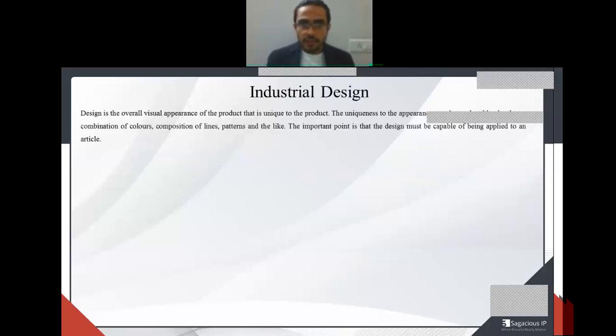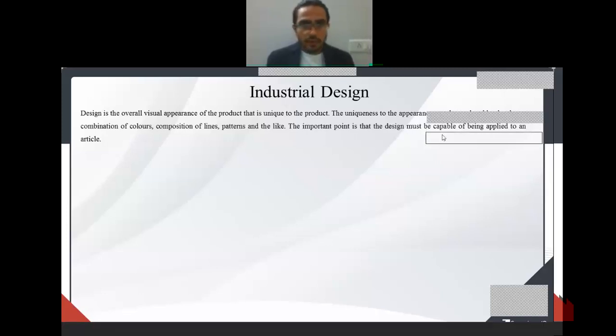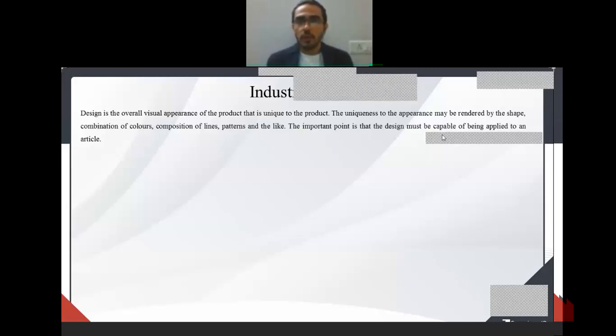So, what is a design? I have given a short definition. Basically, a design is an overall visual appearance or an aesthetic feel which is attached to a product in tangible form. For example, if I say the word bottle, you will be able to picture a normal bottle with water filled in it. But if I say a bottle is uniquely shaped, it has a unique shape.